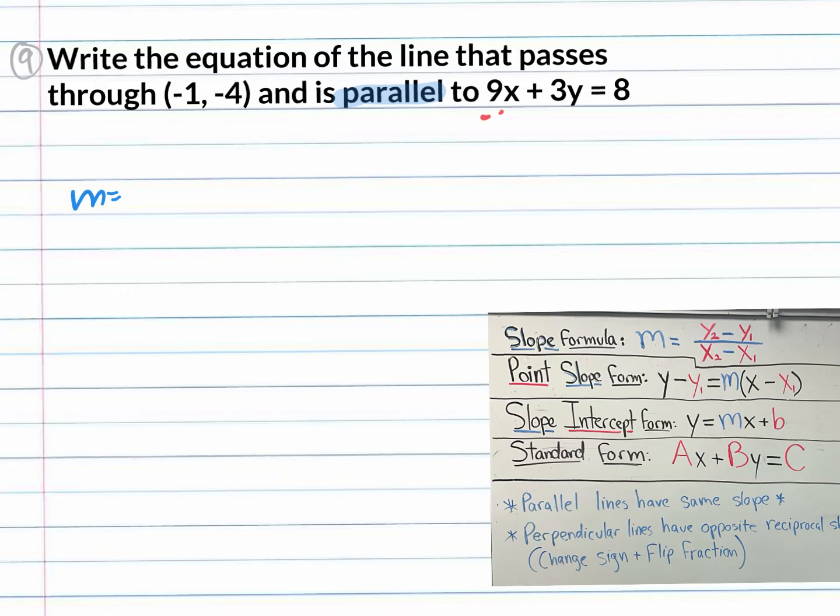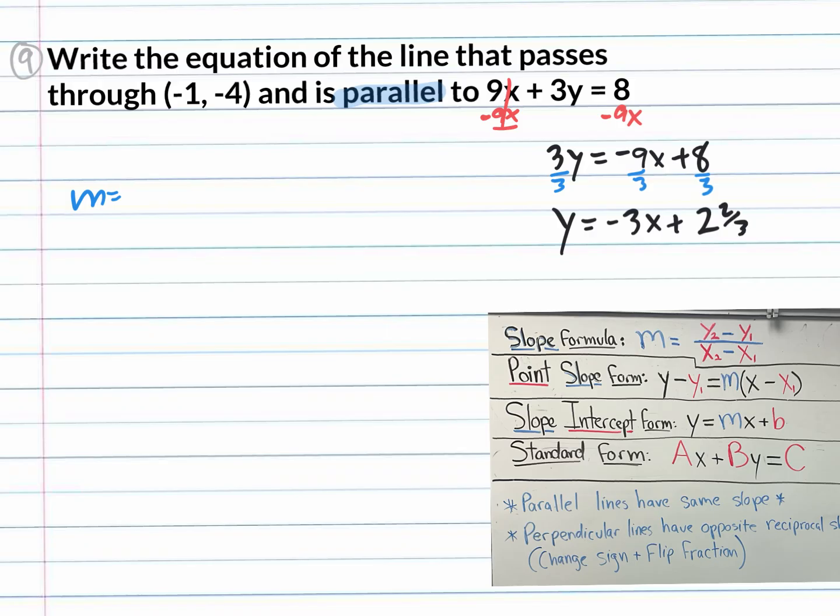So we're going to subtract 9x, subtract 9x. We are going to rewrite it: 3y equals negative 9x plus 8. And then we're going to divide everything by 3. Here's your slope-intercept form equation: y equals negative 3x plus 8/3. You could say it's 2 2/3, or you could leave it 8/3.